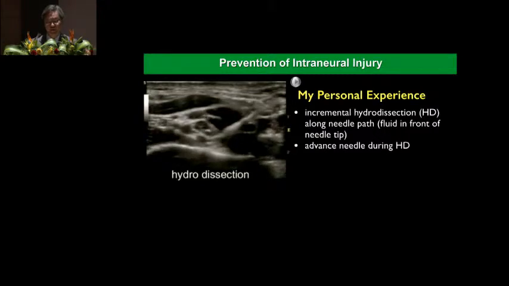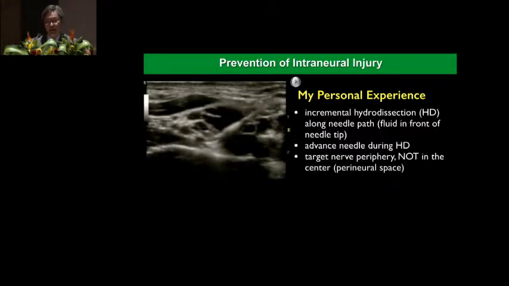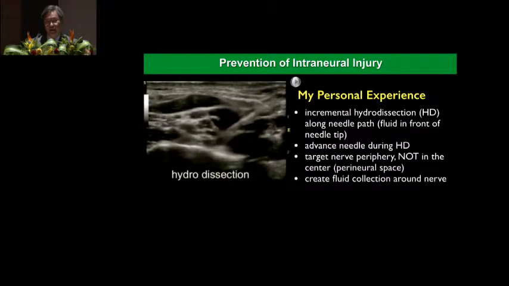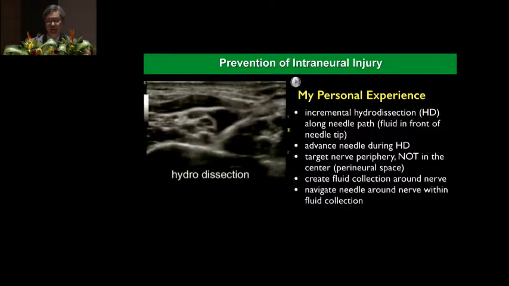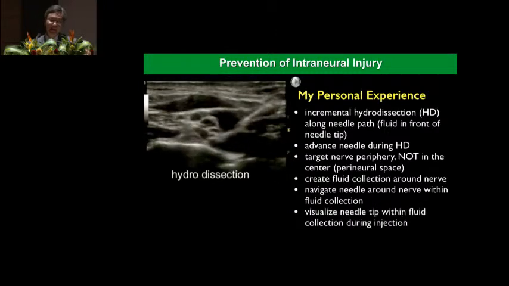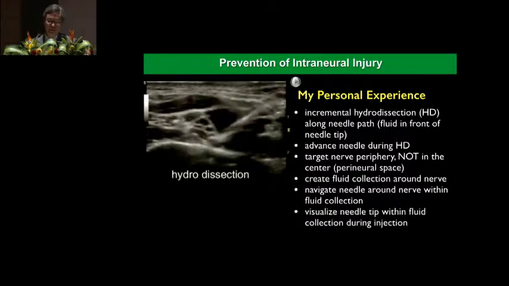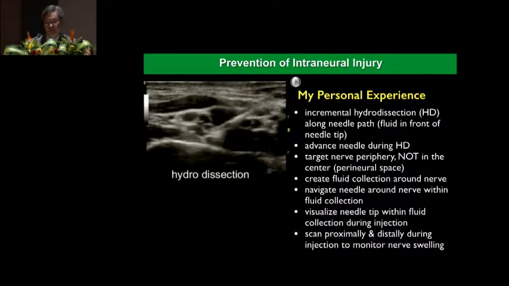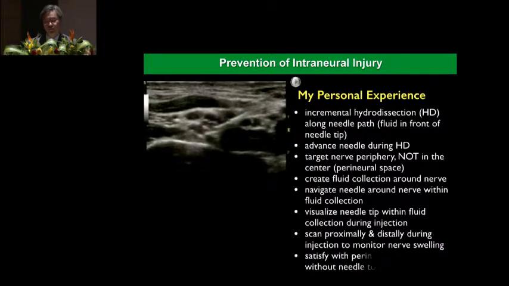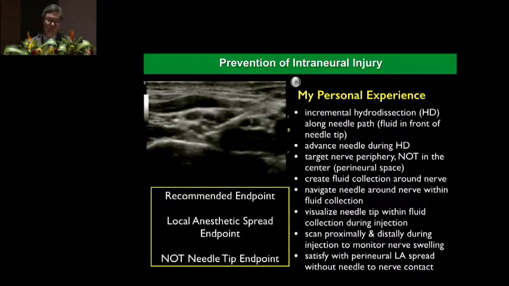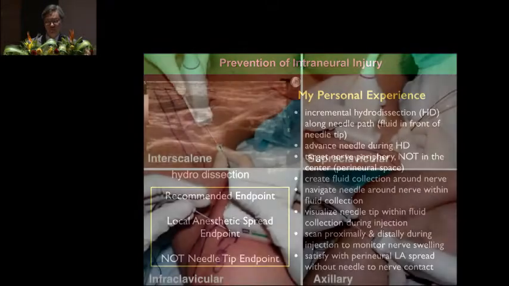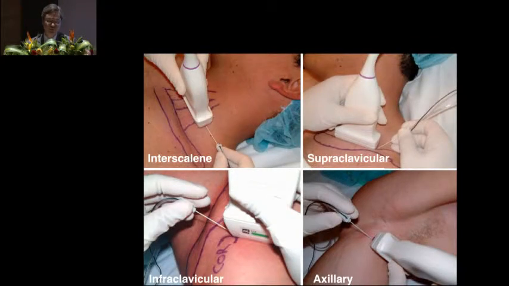During this dissection, I advance the needle and I target the nerve at the periphery. Once I've created a fluid collection, then I can move my needle around the nerve without touching the nerve. And then I like to see the needle tip as I inject so that I know whether it is inside or outside the nerve, and I scan proximally and distally in order to check for signs of nerve swelling. So I find those are helpful for me. I'd like to share my experience with you and see whether that would help you too.